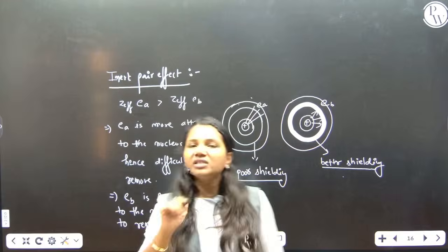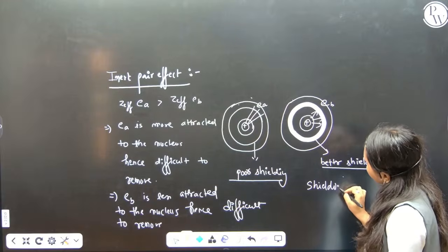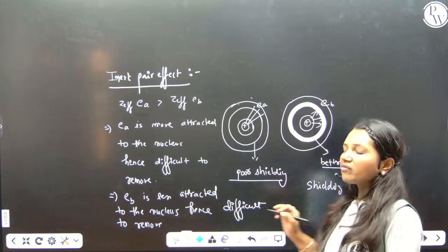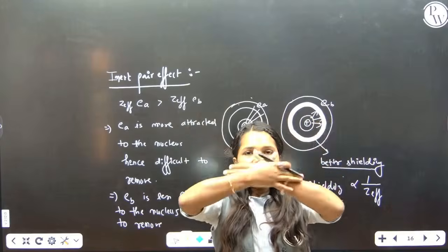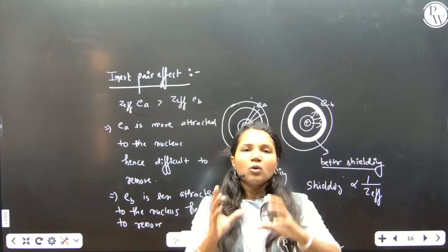Shielding is the reverse of Z effective. I hope you have understood. Better the shielding, the outer electron will feel less nuclear charge. Okay, this is the shielding effect.